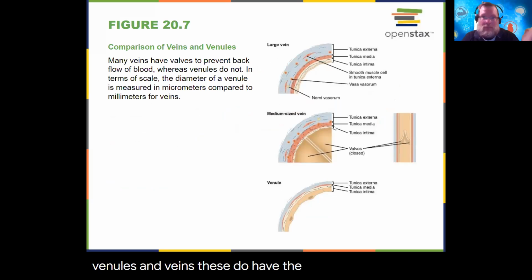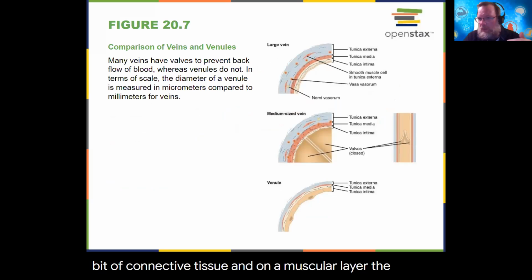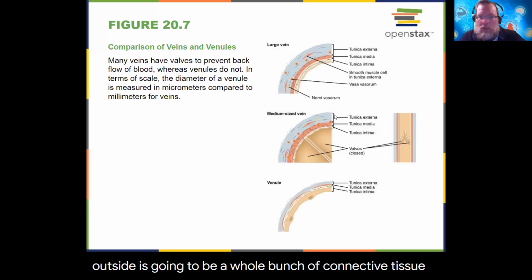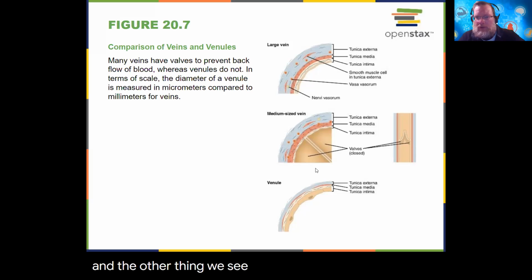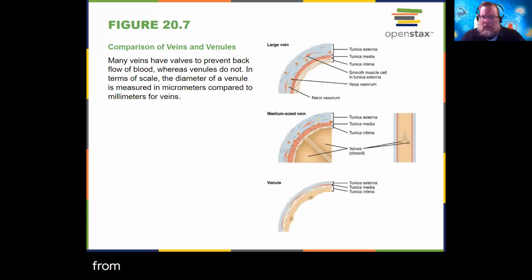All right, so anyway, venules and then veins. These do have the same three layers, the same three tunics. You've got the epithelial lining with a little bit of connective tissue, and then a muscular layer, the tunica media, and then the tunica externa. All the way on the outside is going to be a whole bunch of connective tissue. And the other thing we see with veins, by the way, this is where you're going to do your blood draws from veins, because again, there's little to no blood pressure.